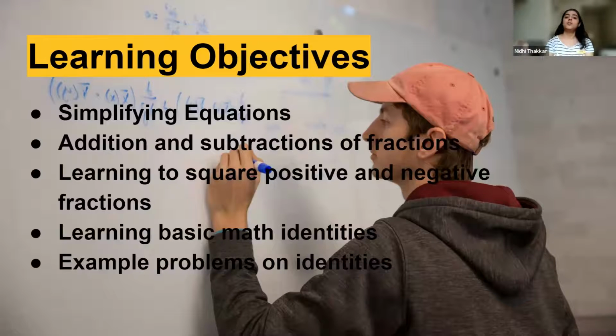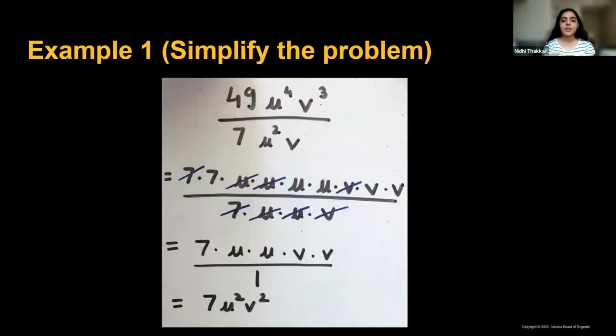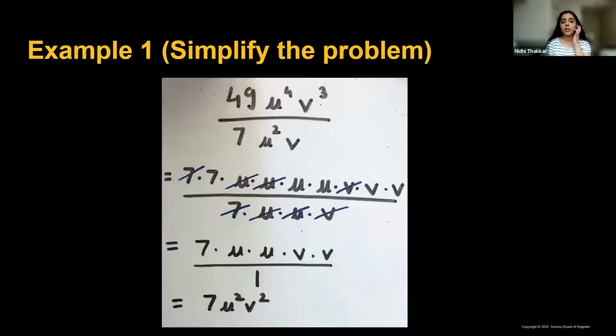So the learning objectives are mostly the similar things as we covered in the agenda. We'll be going over simplifying equations, subtraction and addition of fractions, squaring them, and we'll learn some basic math identities and solve a few examples on those. The first thing we'll be doing is simplifying practice problems. And right now I have a problem over here.